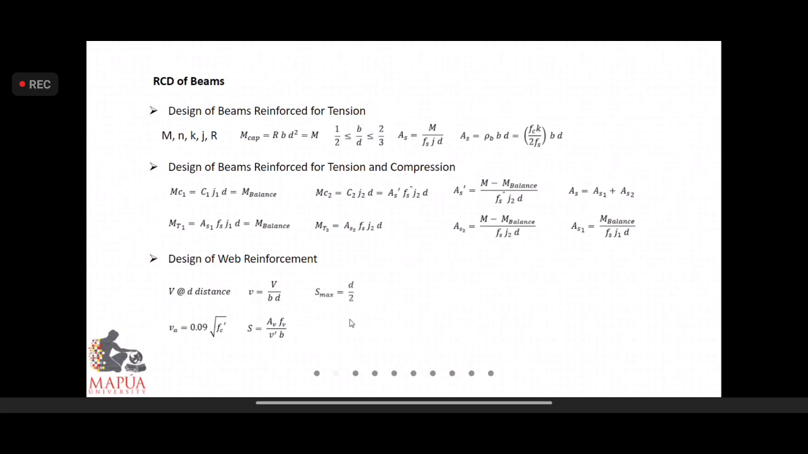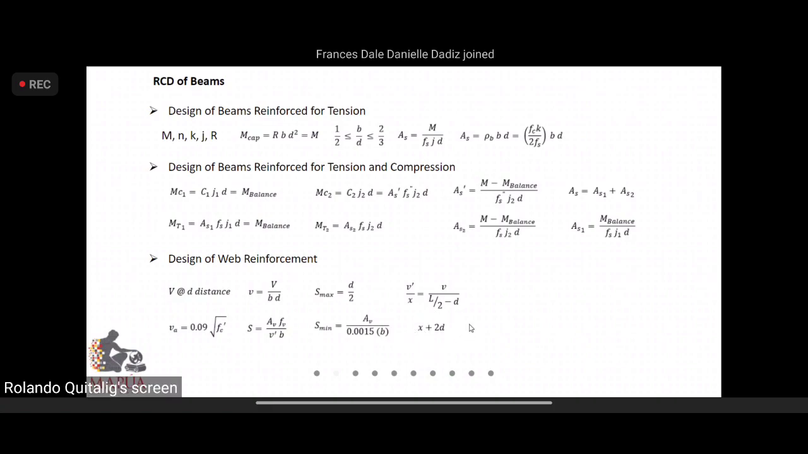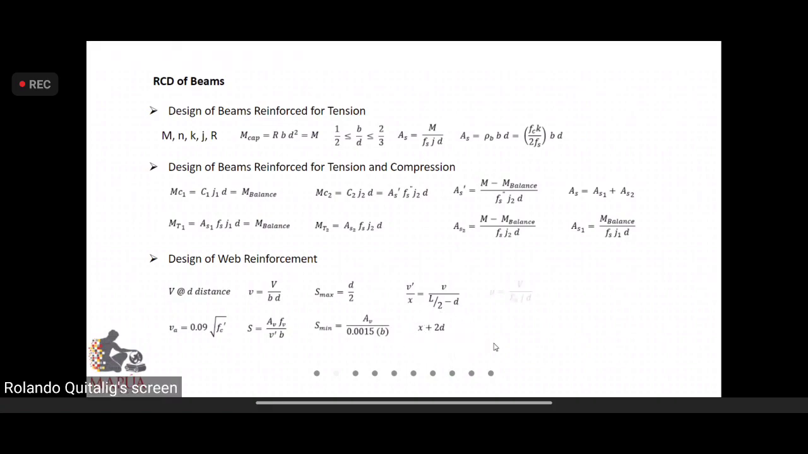And then S max, D over 2, S min. Actually, this can be computed as S, A min, so this will provide maximum distance. This will provide minimum distance. You can reconsider it. And then the location wherein we're going to place the stirrups, this will be X to be computed. But this X has provided recommendation must be extended D distance from both extremities. So this will be the actual range of where we are going to place the stirrups, X plus 2D.